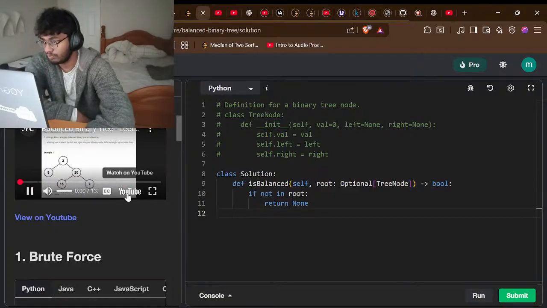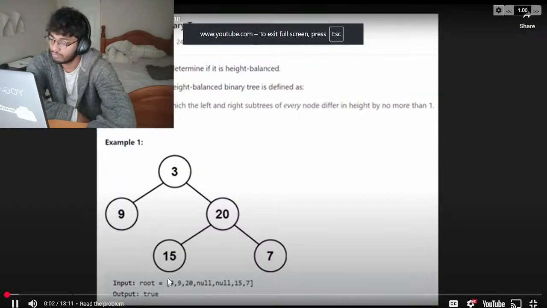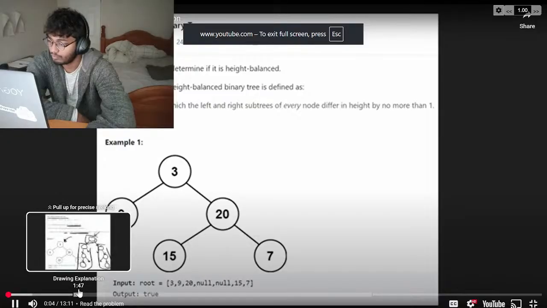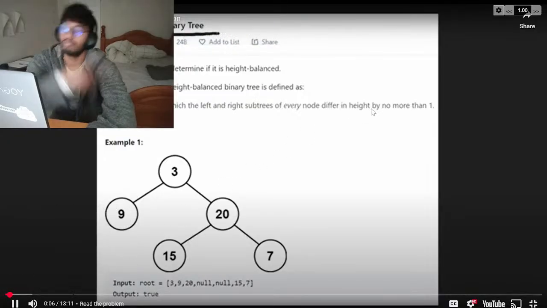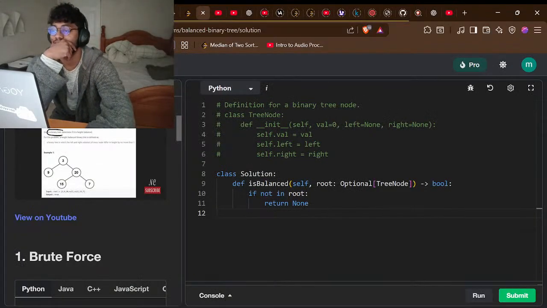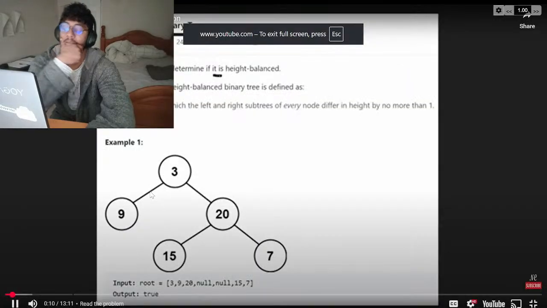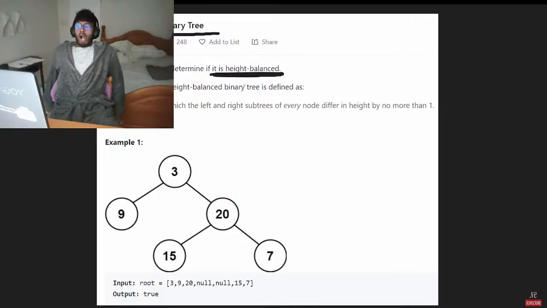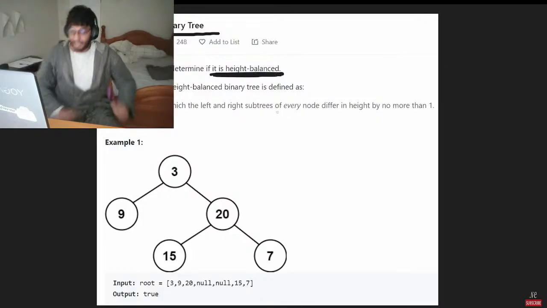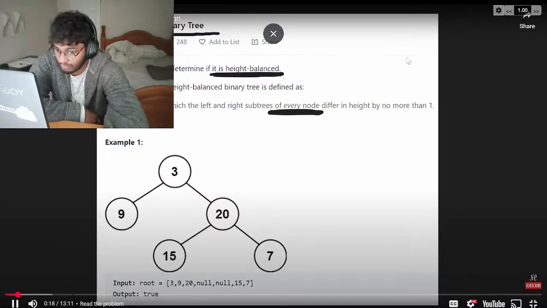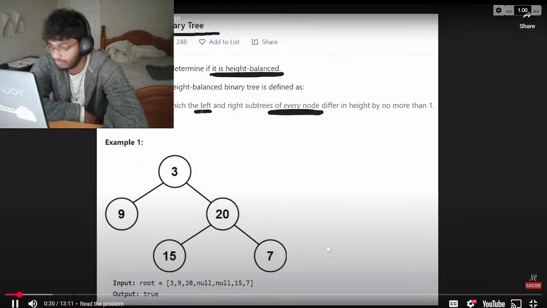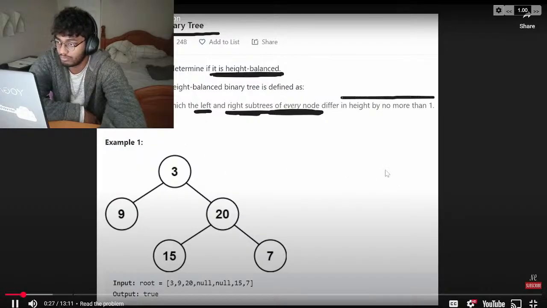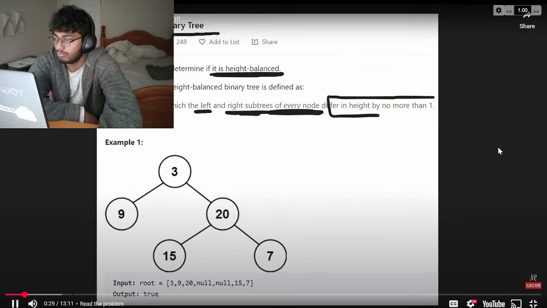Hey everyone, welcome back and let's write some more neat code today. So today let's solve the problem balanced binary tree. We're given a binary tree and we want to determine if it is height balanced. What exactly do they mean by height balanced? Well, it's defined by saying that for every single node in the tree, if we take the left and right subtrees of this node, the heights of these left and right subtrees will differ by at most 1.